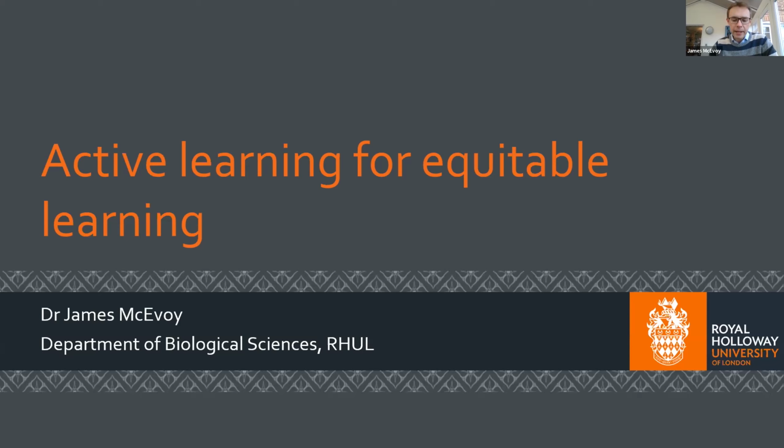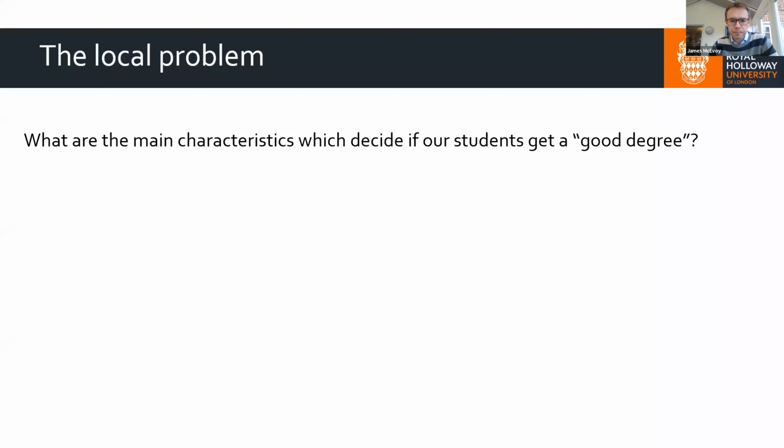And when I began this project, and I'm also involved in attainment gap issues in the department and in the university, I wanted to get an idea of the scale of the problem that we had with the attainment gap, with the awarding gap with some of our students. And the question that I posed to myself and my colleagues was this: what are the main characteristics which decide if our students get a so-called good degree, in other words, a first or a 2-1? Is there a way to predict before our students even begin their studies what the chances of their success are?